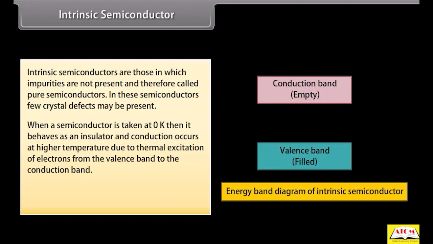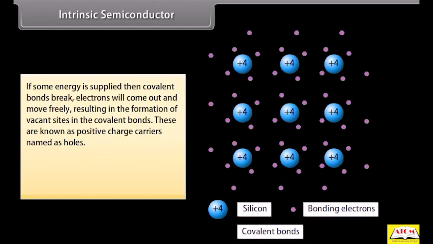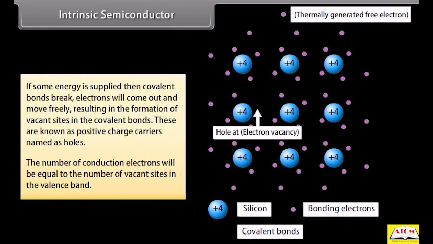Let us consider silicon, which has 4 valence electrons. In order to gain stability, it has to make 4 covalent bonds. The electrons which participate in the covalent bonds are known as valence electrons. If some energy is supplied, then covalent bonds break. Electrons will come out and move freely, resulting in the formation of vacant sites in the covalent bonds. These are known as positive charge carriers, named holes. The number of conduction electrons will be equal to the number of vacant sites in the valence band.